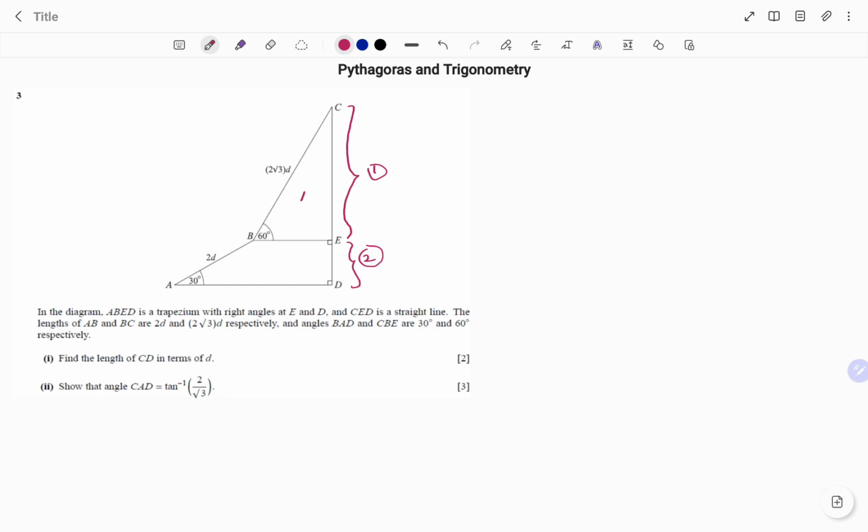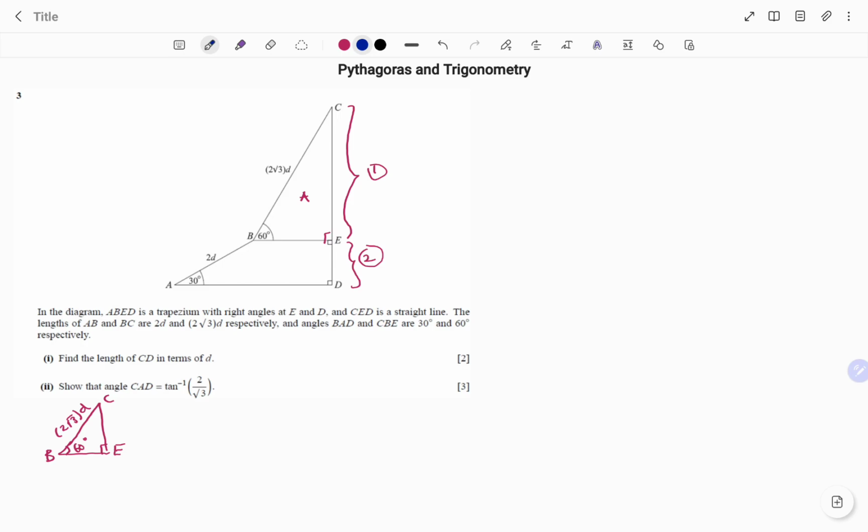Using the first triangle, I'm going to call that capital A. If I draw it out here, it's a right angle triangle because CED has been said to be a straight line. So if the angle at E is 90, the other angle at E will also be 90 degrees. So this is C, this is E, and this is B. The angle here is 60 degrees. The length BC has been given as 2 root 3 D.